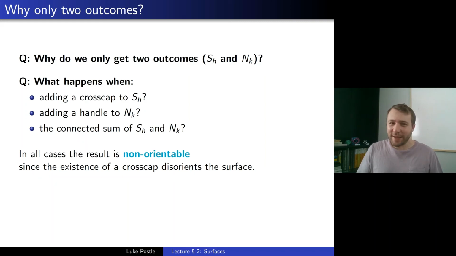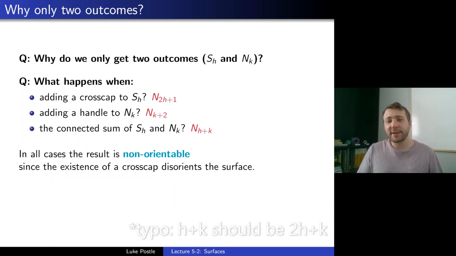And what that does, this is very strange, is it means that these all become their non-orientable versions. So adding a cross-cap to S_H is going to give you N_{2H+1}. And adding a handle to N_K will be N_{K+2}. And the connected sum of S_H and N_K will be, sorry, that's a typo, that should say N_{2H+K}.